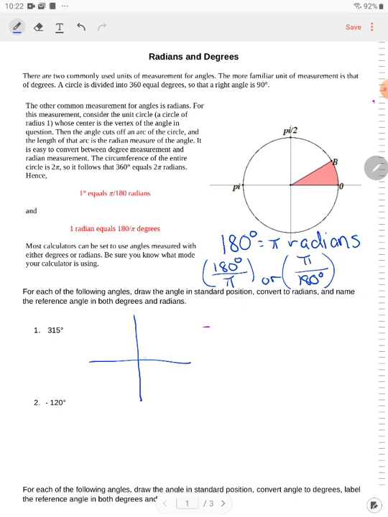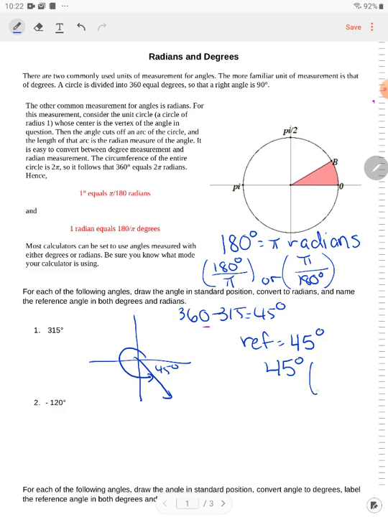So we have 315 ends up in quadrant 4. If we do 360 minus 315, we get a 45-degree angle. Now, your reference angle, if you recall from last time, is the acute angle made with the x-axis. So it's 45 degrees. So let's convert this to radians. Then we'll go back and convert 315 degrees to radians.